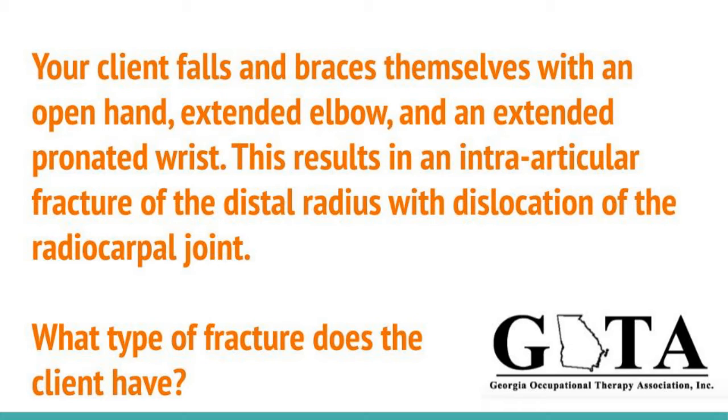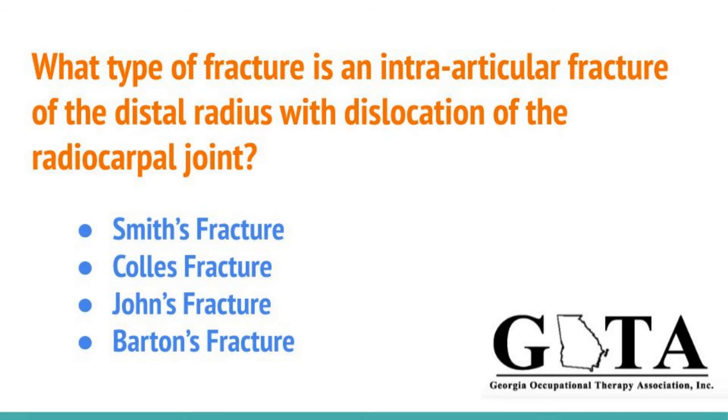Your client falls and braces themselves with an open hand, extended elbow, and an extended pronated wrist. This results in an intra-articular fracture of the distal radius with dislocation of the radiocarpal joint. What type of fracture does the client have? In other words, what type of fracture is an intra-articular fracture of the distal radius with dislocation of the radiocarpal joint? Smith's fracture, Colles fracture, John's fracture, or Barton's fracture?